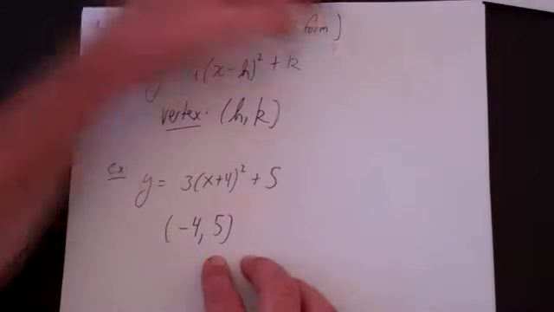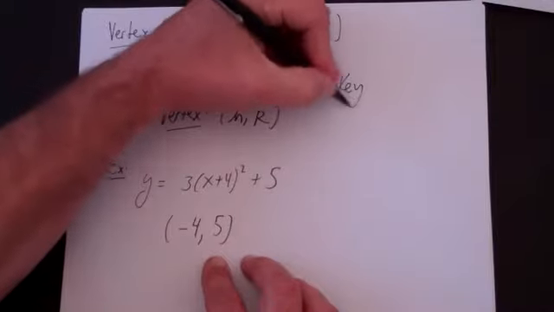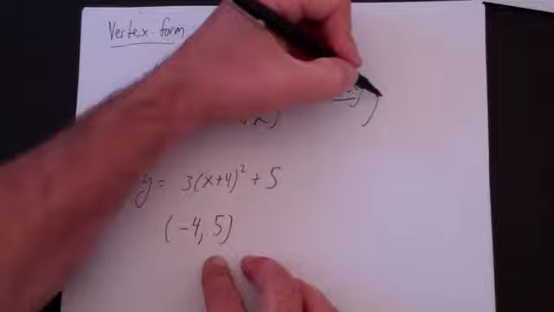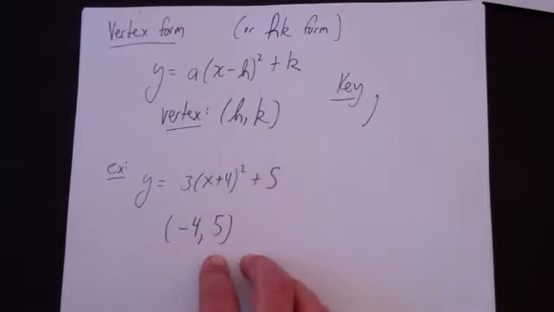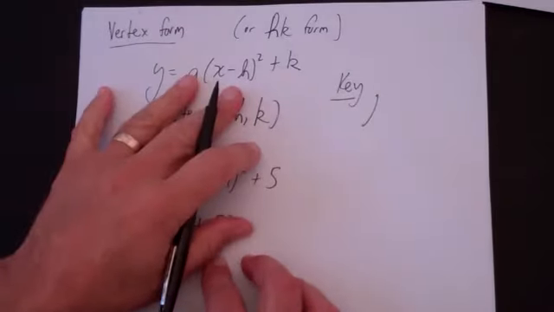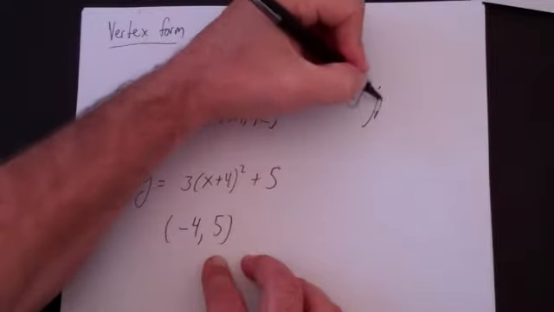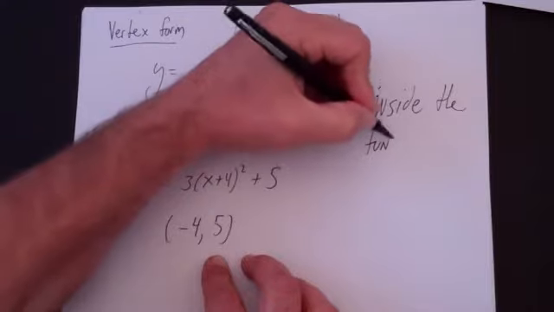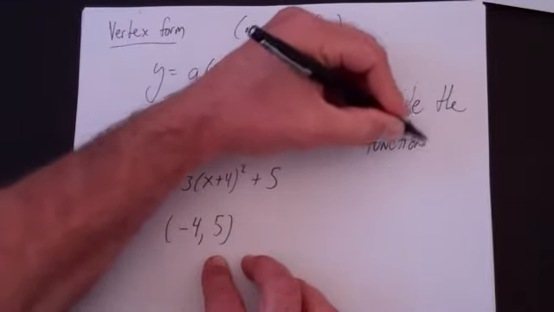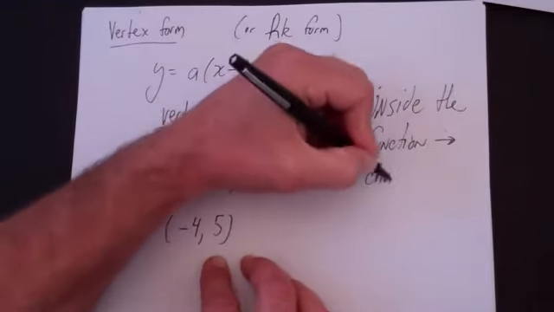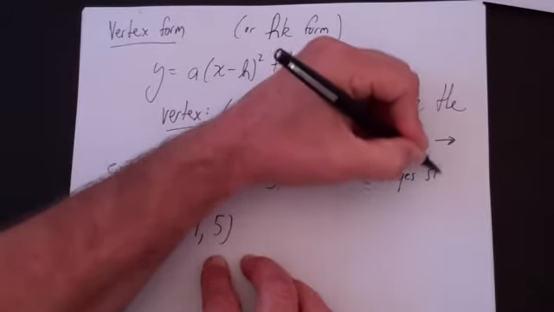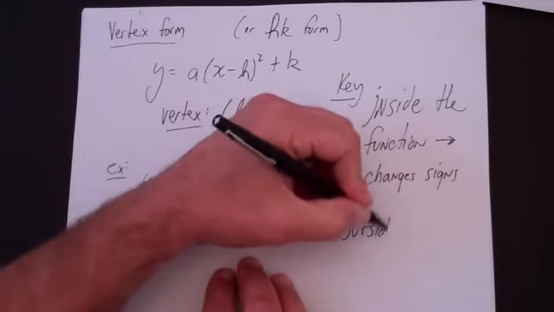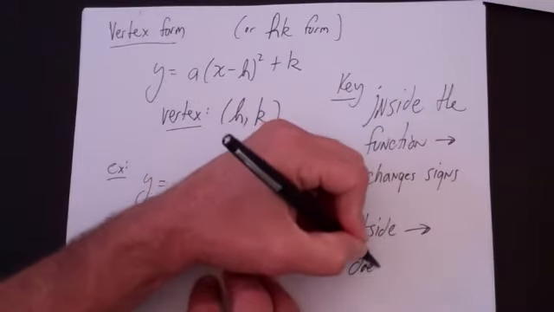The key here is that the h changes signs and the k does not. So the semantics get a little confusing. So the way I remember is this way. If the number is inside the function, or inside the square in this case, that means it changes signs. And if it's outside, it doesn't change.